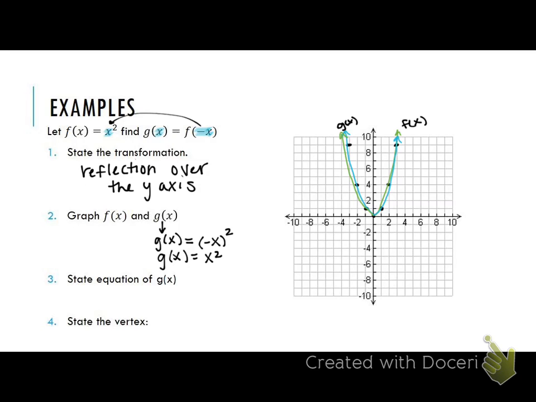So you don't have to draw it twice. You can draw it once, but I'm just showing you with colors what it would look like with dual colors. So we already said g of x is equal to x squared, and our vertex is 0, 0, which means our transformation is just that it reflects over the y-axis based on that fact.